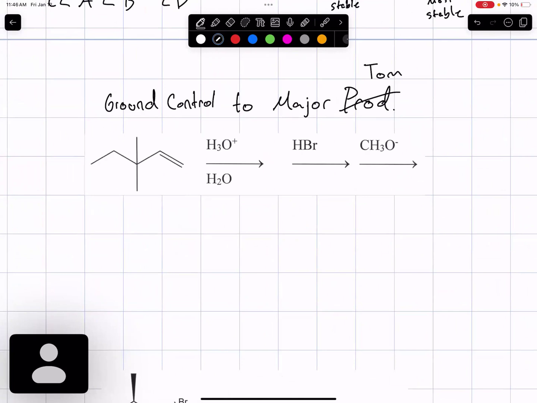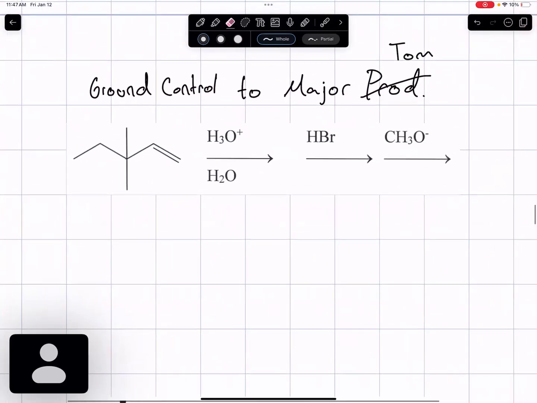Kidding. So, all right. What's the first step? We have hydronium and water. What is this? Is this SN1? Is this SN2? What's going on? Think about what we just did with the mechanisms. What did we do? We saturated that alkene, right? And we saturated that alkene at this position, at the secondary position instead of the primary position, right?